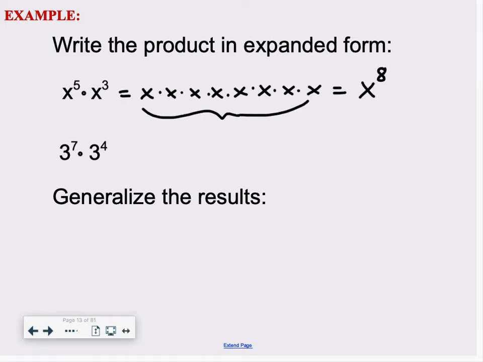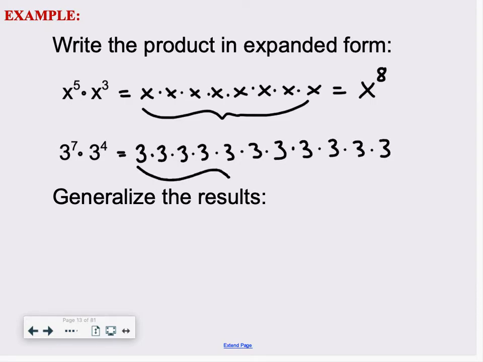Okay, same idea with 3 to the 7th times 3 to the 4th. Why did I pick such big exponents? But if I expanded that, I would write 3 times 3 times 3 times 3 times 3 times 3, times 3, that's 7, times 4 more, 3 to the 4th. So 3 times 3 times 3 times 3. And if you count all those up, you have 3 to the 11th.